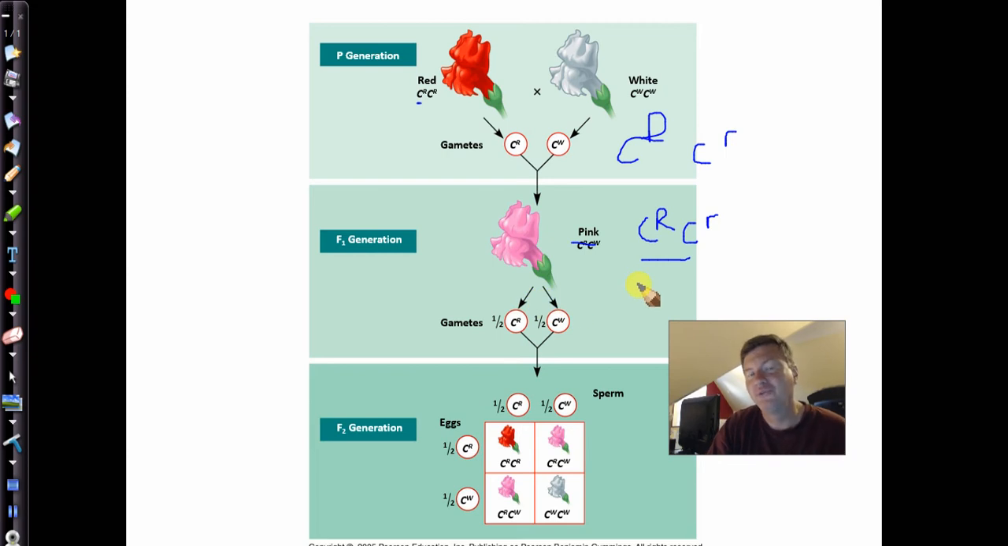However, how can you prove it's not blending inheritance? If you were to cross this with itself, so if you were to cross C big R, C little r with C big R, C little r, these are my big R's, they're red. I should get half of my offspring being pink, and I do because these are the heterozygotes, and then I get one that's white. So this actually is blending inheritance. Again, an example of a feature that does not work like Mendel would have predicted.